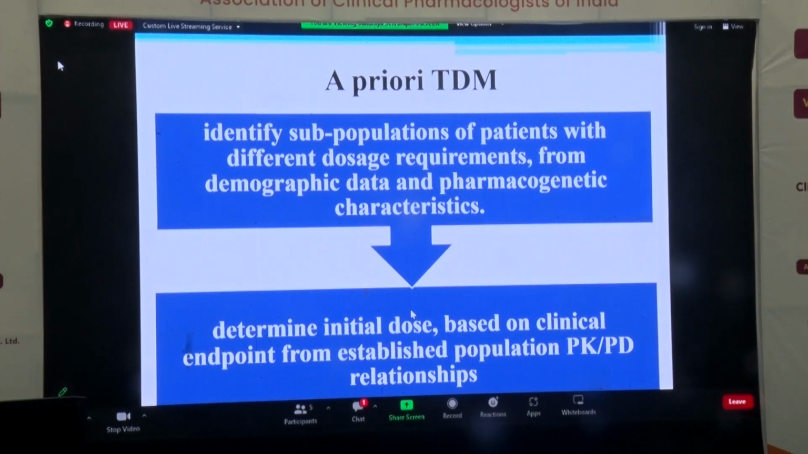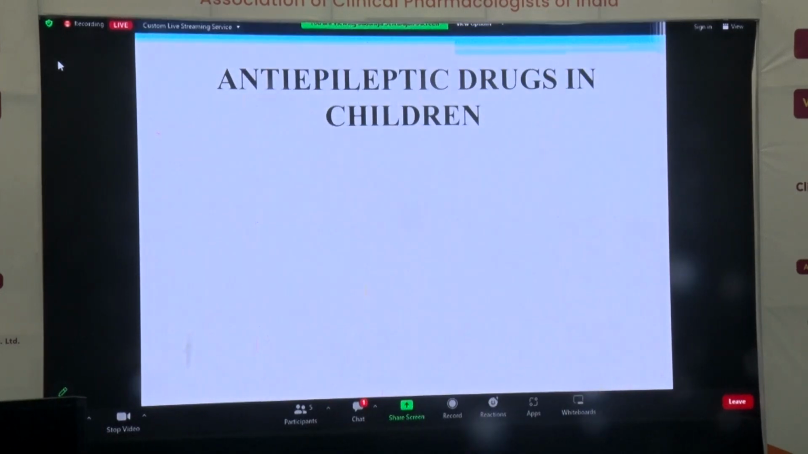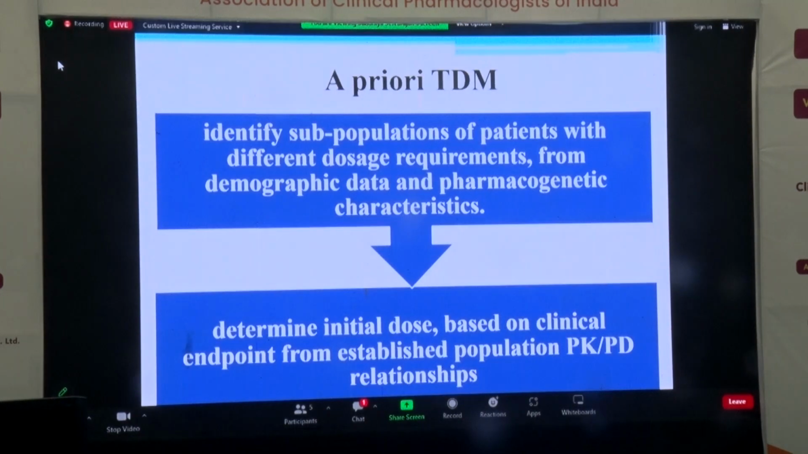So we can determine the initial dose based on the available data using population PKPD models, and then start the initial dose. That's the a priori TDM. So we do some sort of analysis even before giving the first dose, and then give that dose and see whether this is within the therapeutic range.